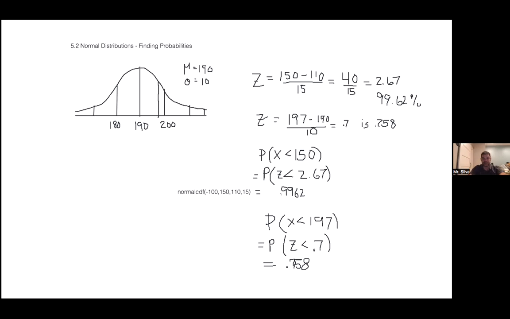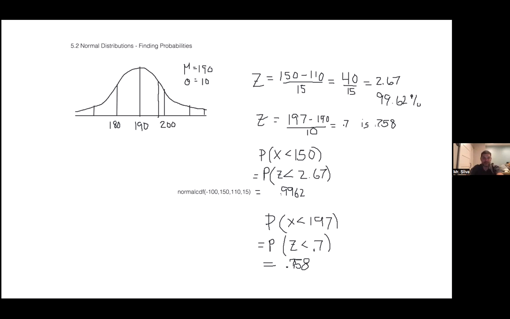What if you want to know the top 1%? If you have an IQ of 150, what's the probability of being 150 or more? The area to the right of this. I would use a different normal CDF. I didn't really address that in 5.1. So a question would be like this: find the probability someone has an IQ greater than 150. What is the probability someone has an IQ greater than 150?